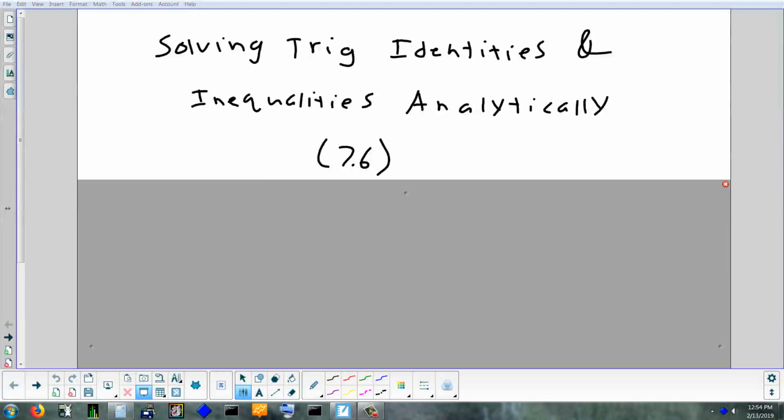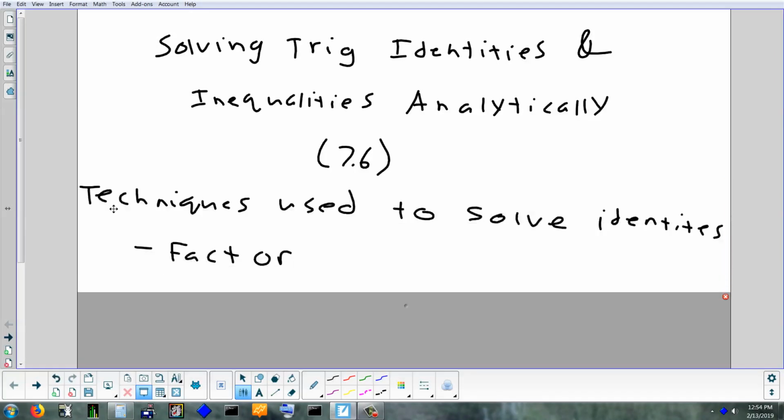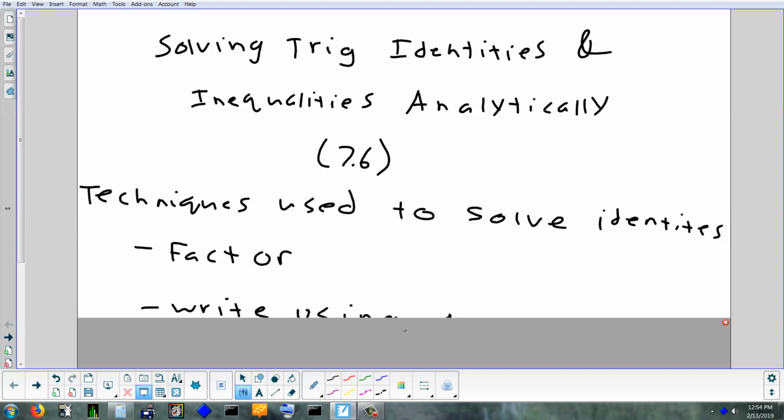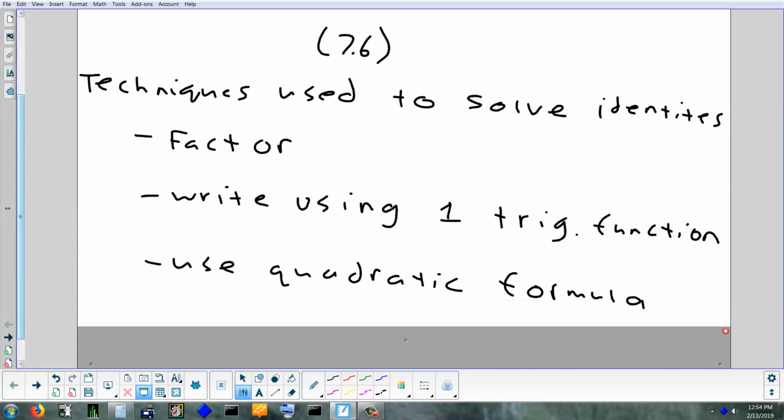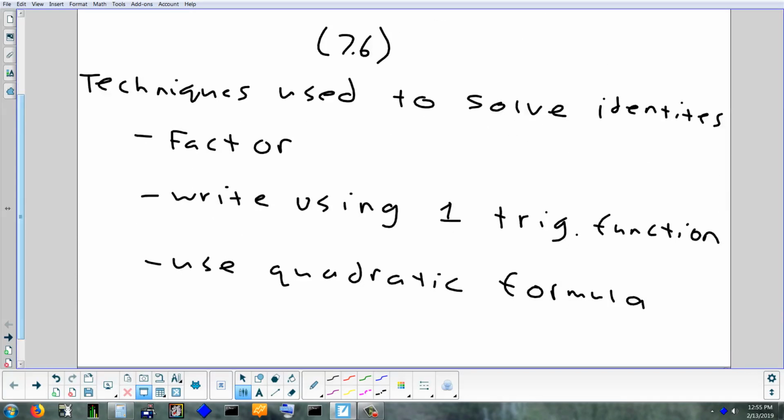We did a lot of graphing. Okay, so no graphing at all today. Some of the techniques we're going to use, I already mentioned. Factoring, writing things in terms of one trig function. So you might get a problem that has sines and cosines in it. Well, we don't want both. We want to try to get just one. Having two trig functions is kind of like having an equation with x's and y's. It's more confusing. There's two different letters. You kind of want to get everything as one letter. And also using the quadratic formula.